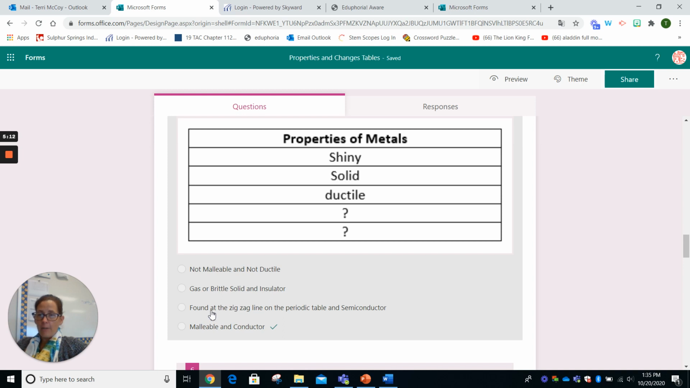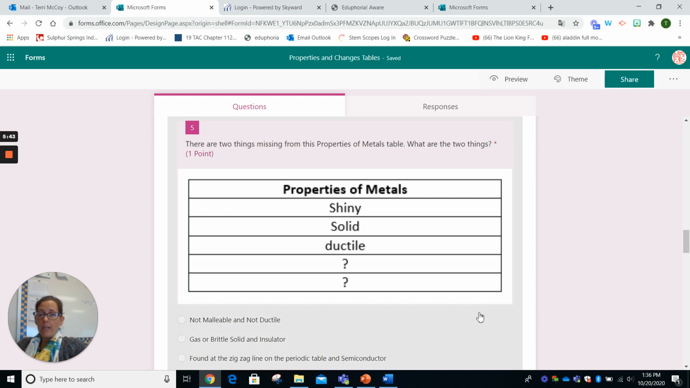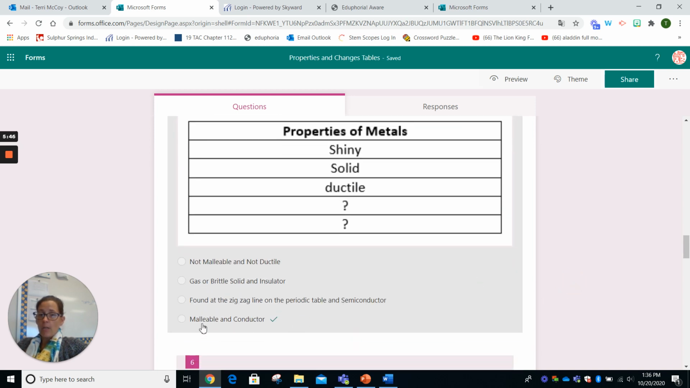Are metals found at the zigzag line on the periodic table? No, they're not. The metals take up the majority of the periodic table. Remember, 75% of the periodic table is metals, so they're not found on the zigzag line. And a semiconductor? Metalloids are found by the zigzag line, and metalloids are semiconductors, so that's not the answer. What about malleable and conductor? Metals are malleable, and metals are also good conductors of heat and electricity. So malleable and conductor is your answer for this question.